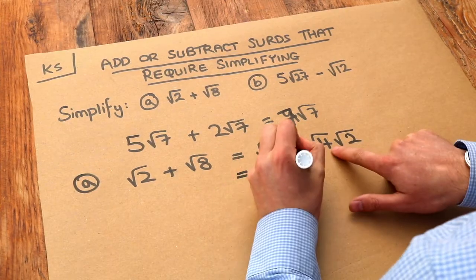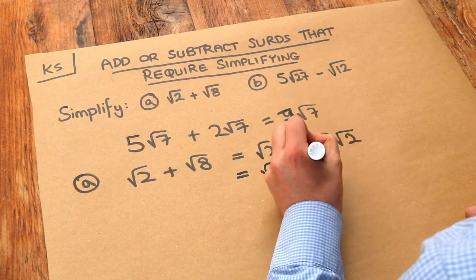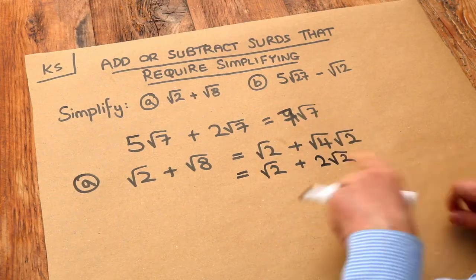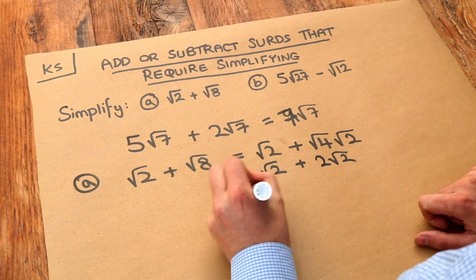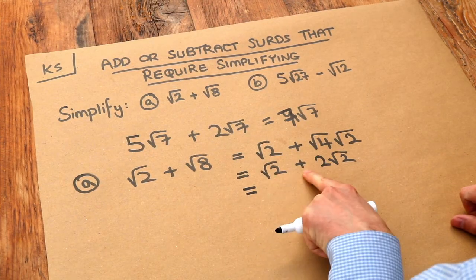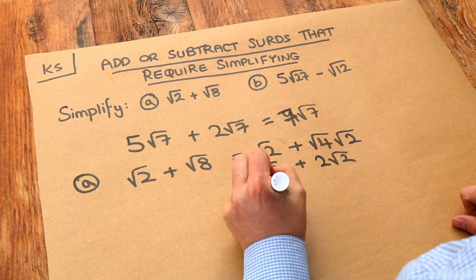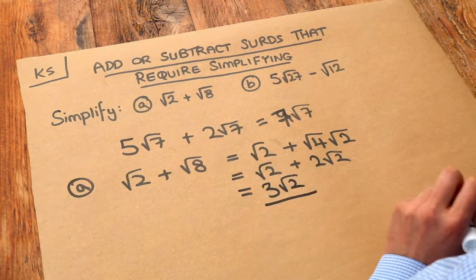Then let's just simplify this. Root 4 is 2, so we've got 2 root 2. And now we do have the same number under the square root, the 2, so we can just add these. What's 1 lot of root 2 plus 2 lots of root 2? It's 3 lots of root 2, so that's the final answer.